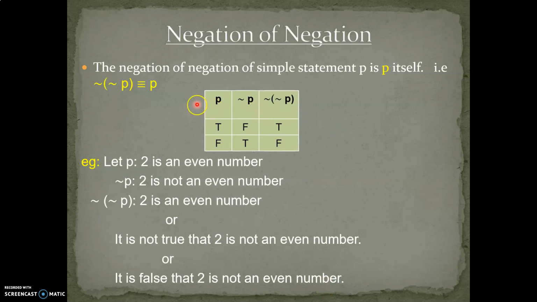This is the truth table of this one. You can see it. So P, negation P, negation of negation P. So P values are true and false. Negation of P is false and true. So negation of negation is true and false. So the first column and third column are same.